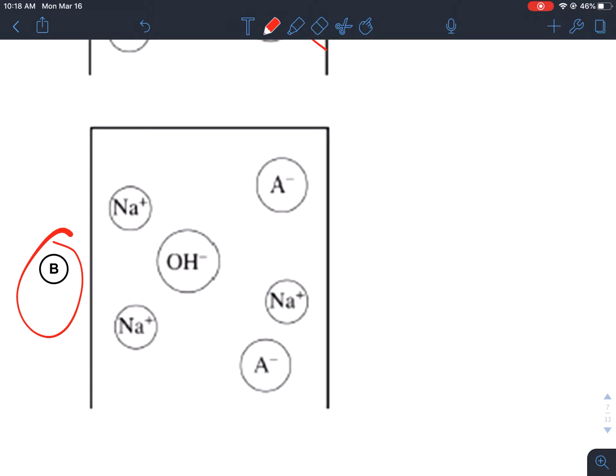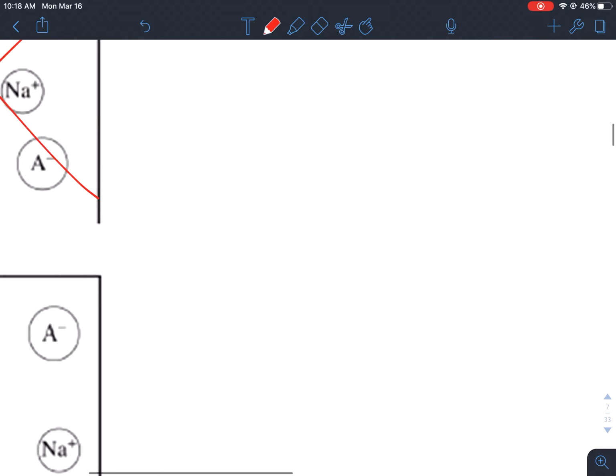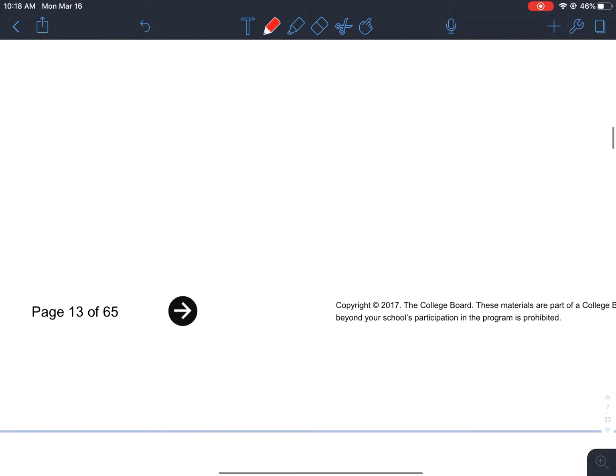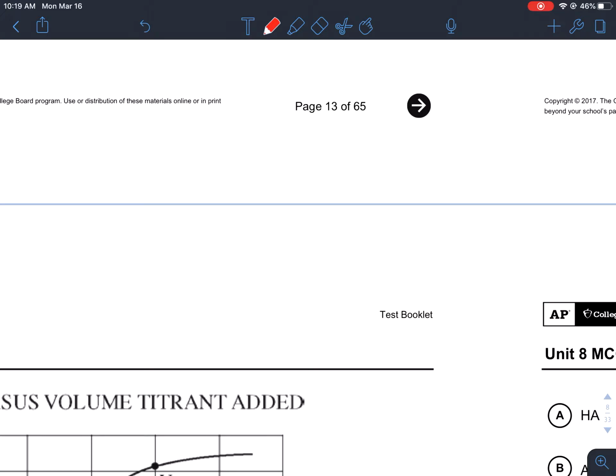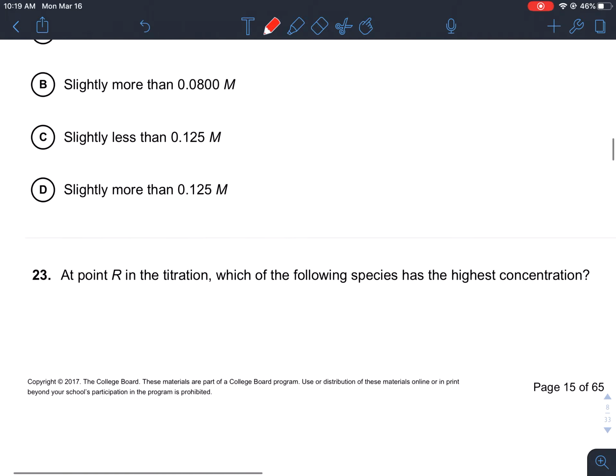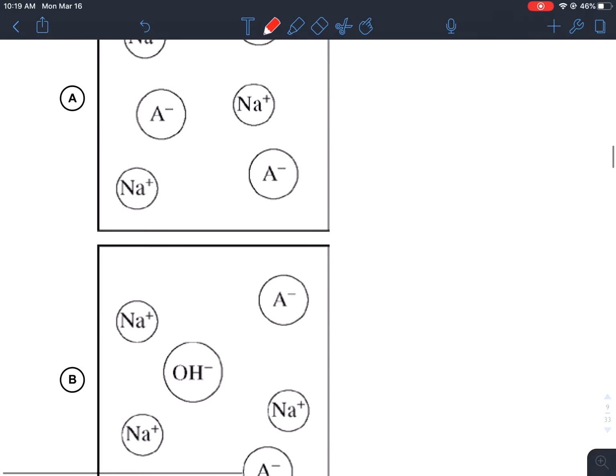All right, question number 22. Let's not do, okay? Don't do number 22. Don't do number 23. Don't do number 24. Don't do number 25. And let's go to 26. The reason why is because these are repeats. So let's go to 26.